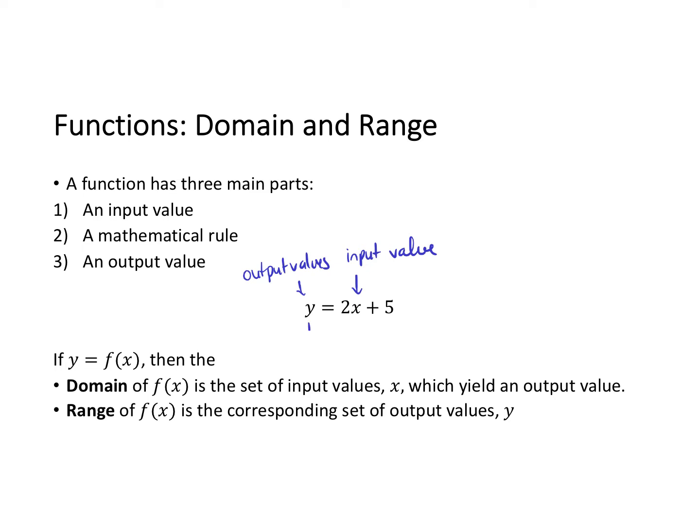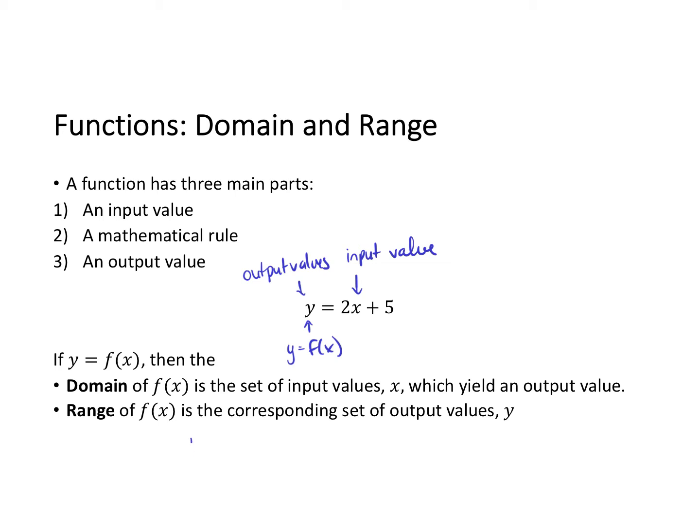So when we're interested in talking about the domain and the range of a function, let's call y f of x. So let's let y be f of x. So we're naming that function f of x. The domain of f of x is the set of all the possible input values, so all the x values that will yield an output value. And then all the corresponding output values of this function become the range. So the range is just the set of all the y values that you get for each individual x value that you put into the equation or the function.